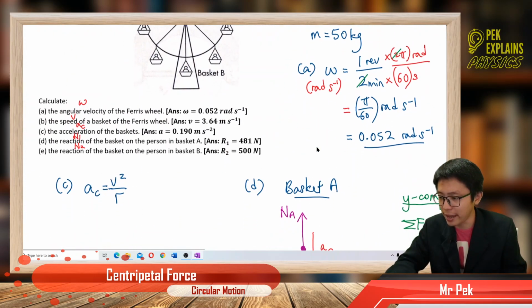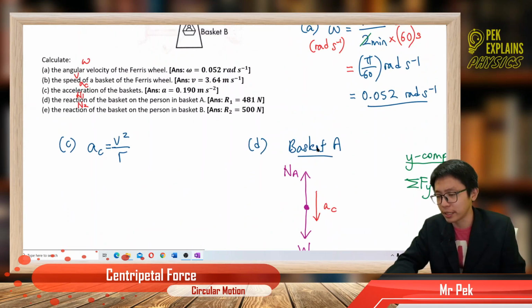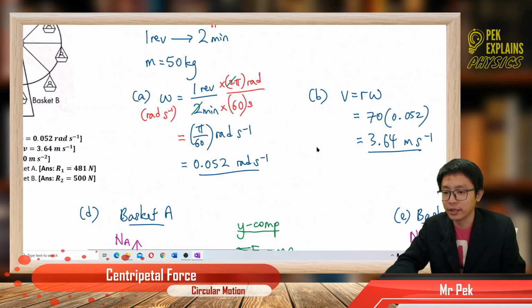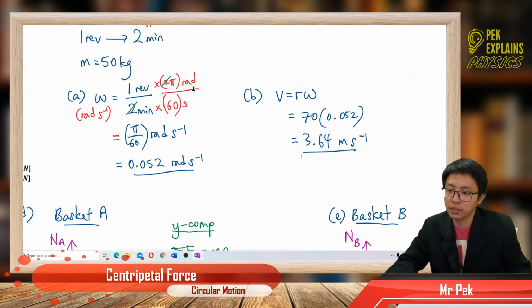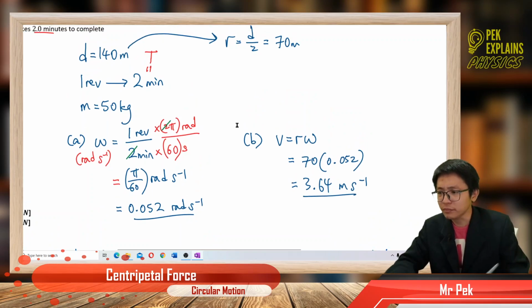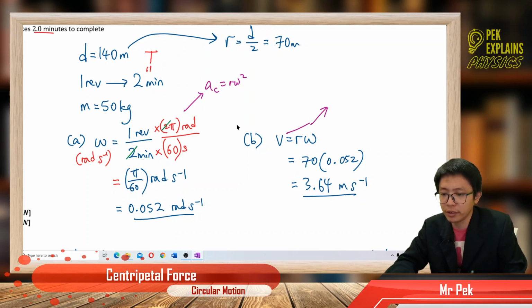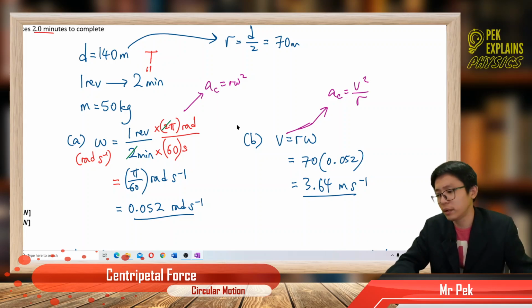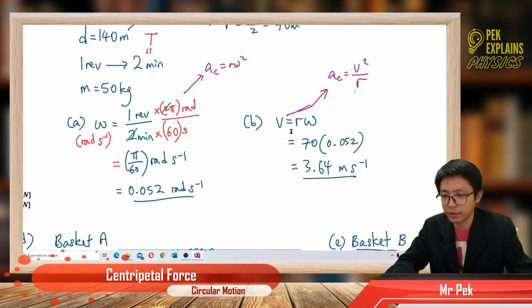What else? Acceleration. Acceleration is the centripetal acceleration. Here you have omega and also V. If you like, you can use R omega squared for the centripetal acceleration, and since you also have V already, you can use the formula V squared over R. See which one you want to use. Both are the same, so I use V.